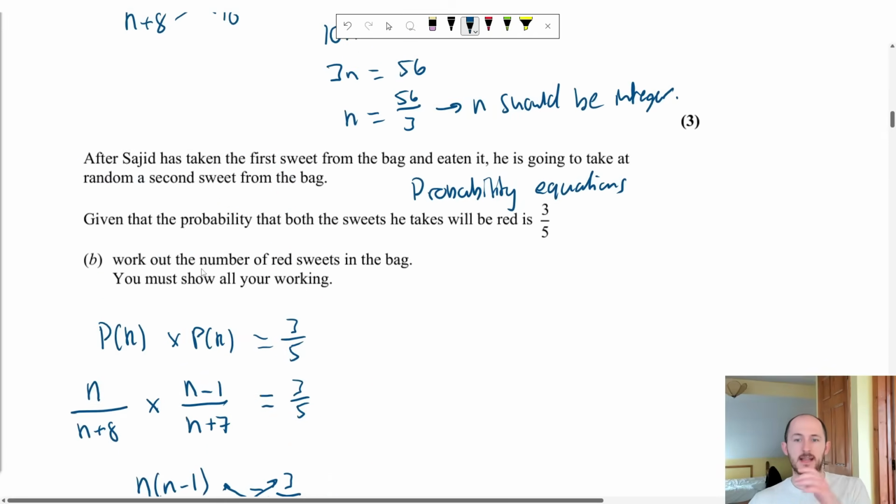Probability equations, the setup is always the same. It's just get this first part correct. So, is it 2 red sweets or 2 yellow sweets? Or is it one of each? And think of the different ways.